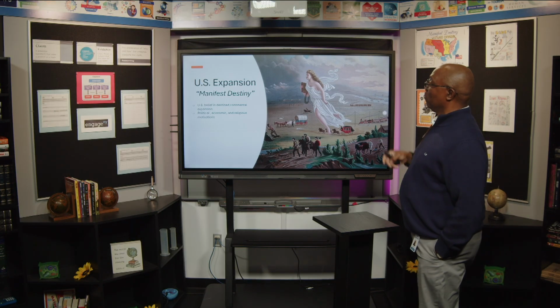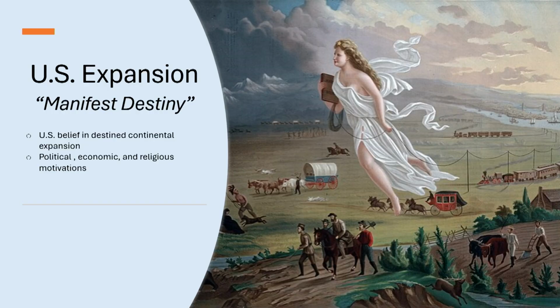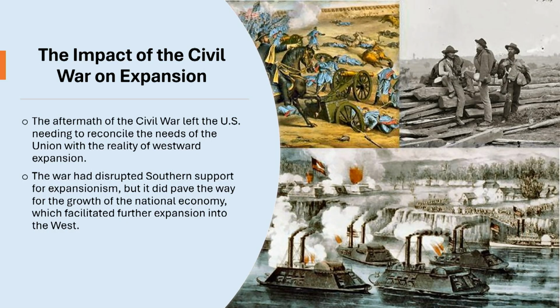Manifest Destiny was the belief in the destined continental expansion of the United States. It had political, economic, and religious motivations, more economic than anything. The impact of the Civil War and expansion: the aftermath of the Civil War left the United States needing to reconcile the needs of the Union with the reality of westward expansion. The war had disrupted Southern support of expansionism, but it did pave the way for the growth of the national economy, which facilitated further expansion into the West.